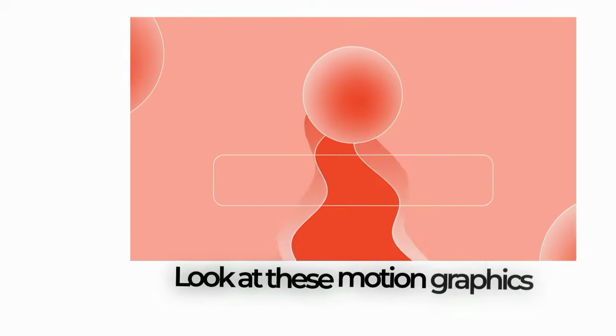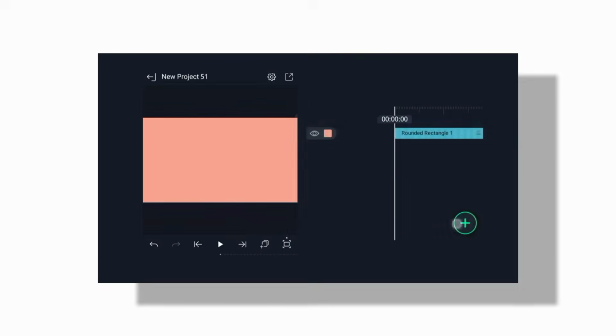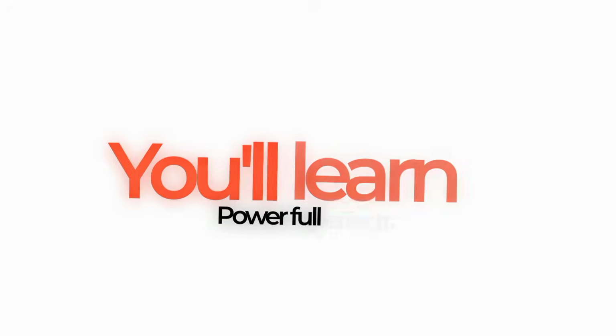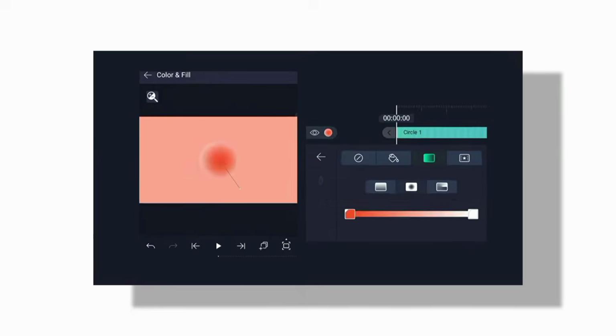Look at these motion graphics. It seems like they were made in After Effects, but no, I made them on my phone, and today I'll show you how to make them too. By the end of this video, you'll learn two powerful effects, glass morphism and camera movement. Just follow the steps carefully, don't skip any.